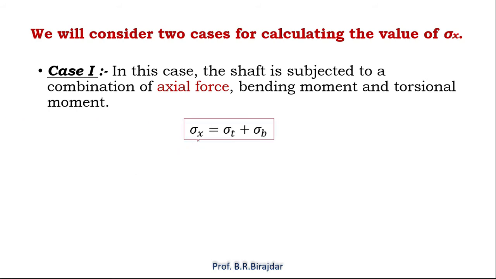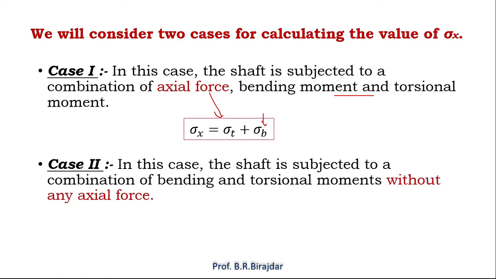So here sigma x is equal to sigma t plus sigma b. So this is the axial force, and this is the bending and torsional, its resultant, that is sigma b.